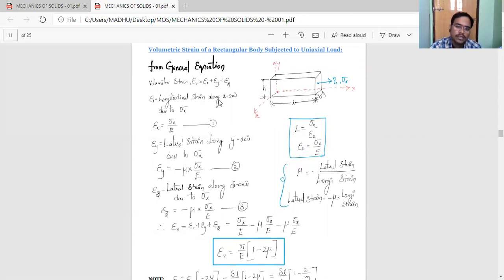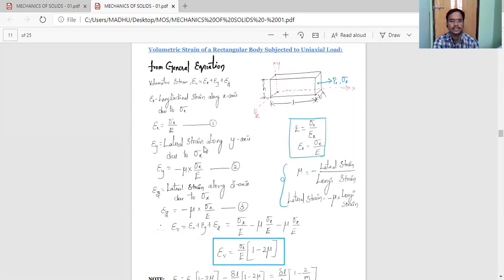Epsilon x, the longitudinal strain along the x-axis due to sigma x, is given by sigma x by E. It is the first equation. It is a primary strain, a linear strain, or a longitudinal strain. Longitudinal strain epsilon x is sigma x by E.